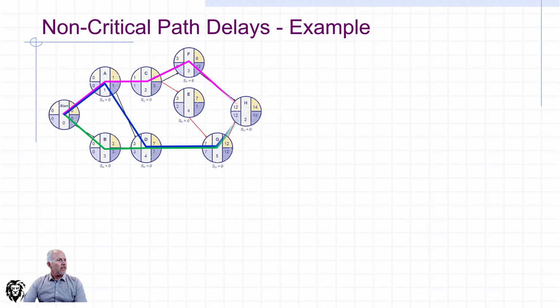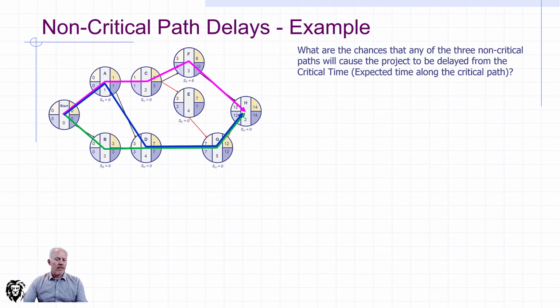So let's look at another example using the same series of paths through our project, and basically ask a different question. What are the chances that any of the 3 non-critical paths will cause the project to be delayed from the critical time? So the critical time is that project time of 15 weeks. So before we asked, well, what's the likelihood it's going to be done in 16 weeks? And then what's the likelihood of the alternate paths interfering with that? And we got a set of numbers.